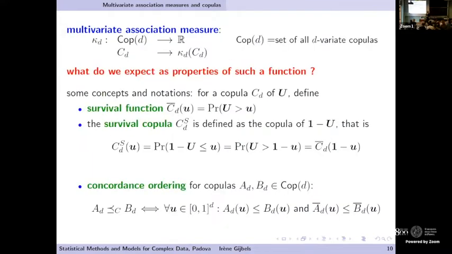Okay, what about multivariate association measures? If I follow the same stream as with the bivariate association measures, that essentially we saw that it's a functional of the bivariate copula, you do the same here. You're searching for a function kappa_d, which basically assigns to each copula a strength of the dependence. And you would like to ask the question, which properties do you expect that this multivariate association measure has?